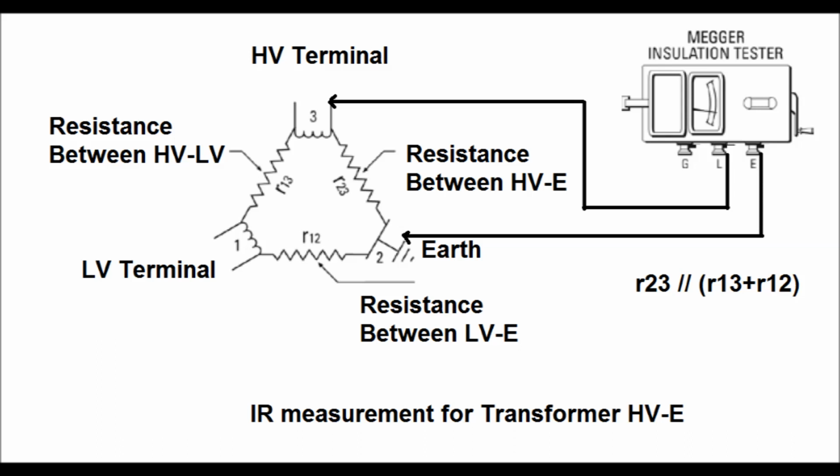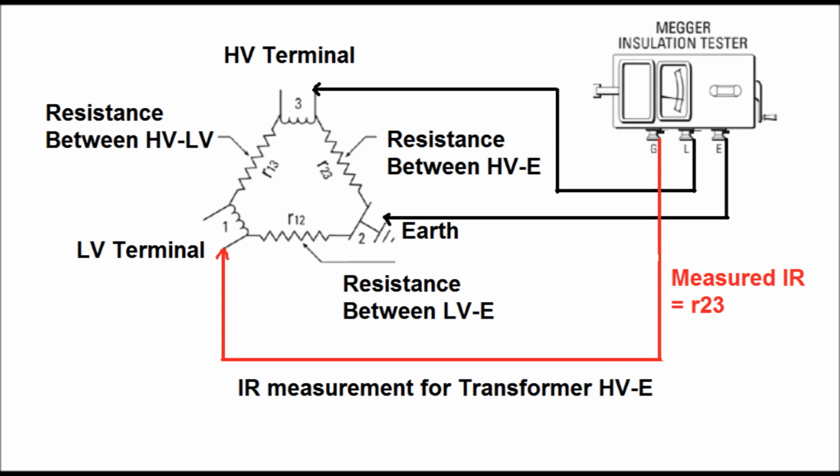So the measured insulation resistance will be the parallel combination of R23 and the sum of R13 plus R12. So the measured insulation resistance will be lower than that of R23. So our motive is to measure only R23, that is the insulation resistance between HV terminal and earth. So by using the guard terminal, we can eliminate the current passing through the parallel path, that is via R13 and R12.